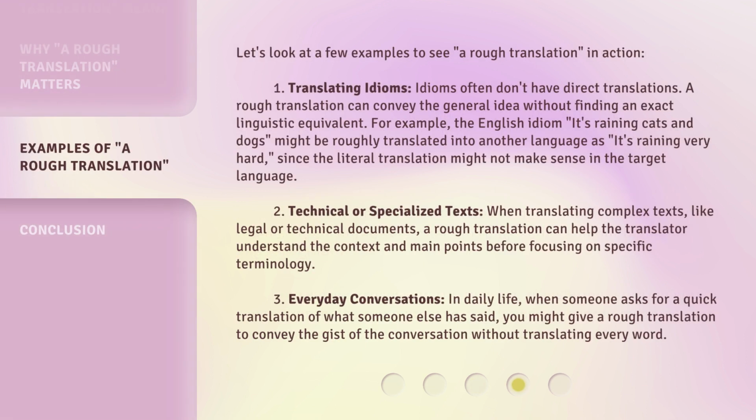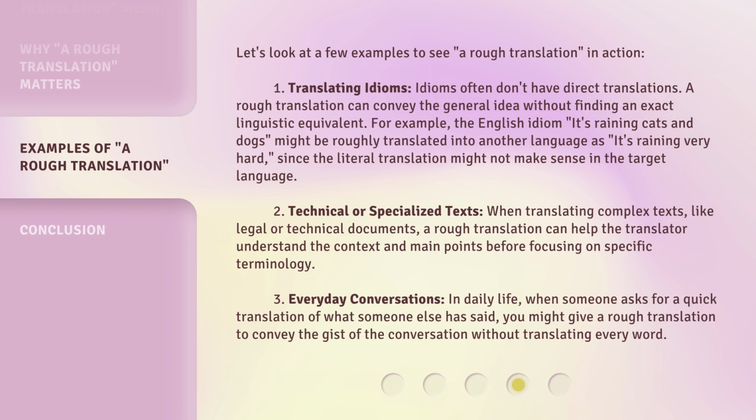Let's look at a few examples to see a rough translation in action. 1. Translating idioms. Idioms often don't have direct translations. A rough translation can convey the general idea without finding an exact linguistic equivalent. For example, the English idiom, "It's raining cats and dogs," might be roughly translated into another language as, "It's raining very hard," since the literal translation might not make sense in the target language.